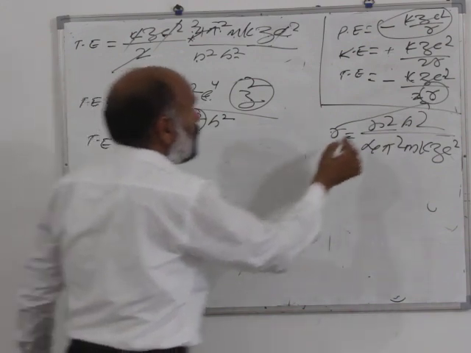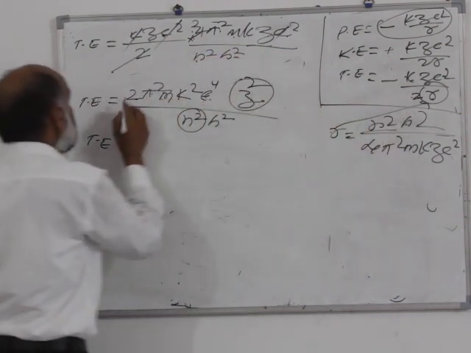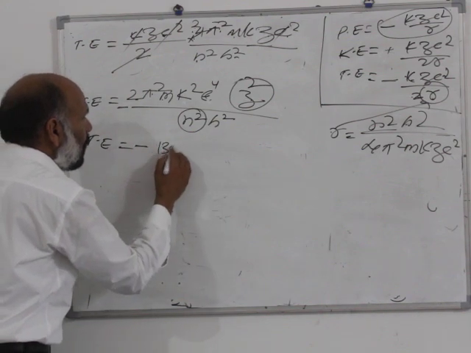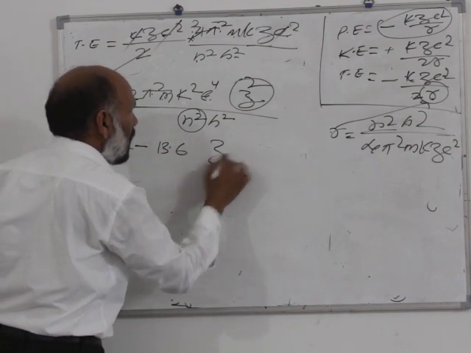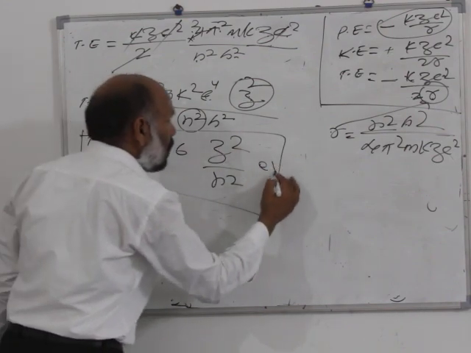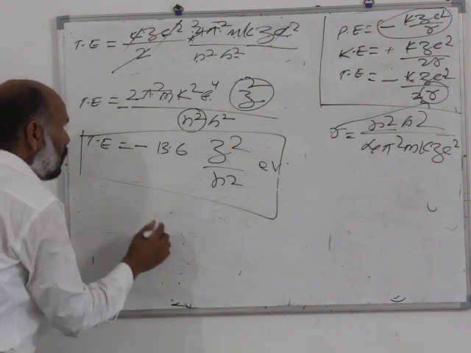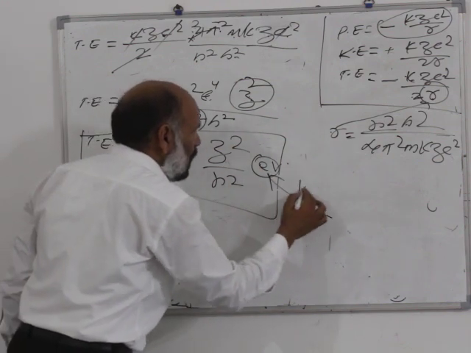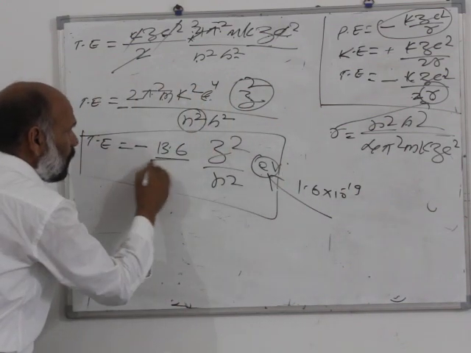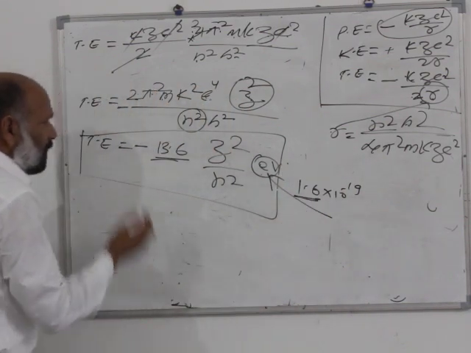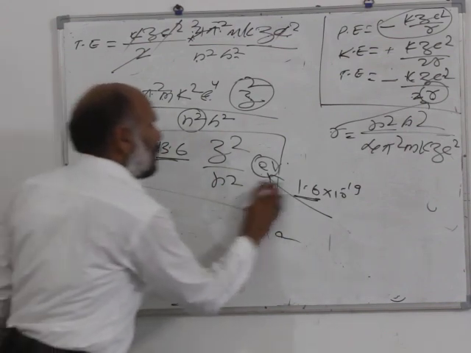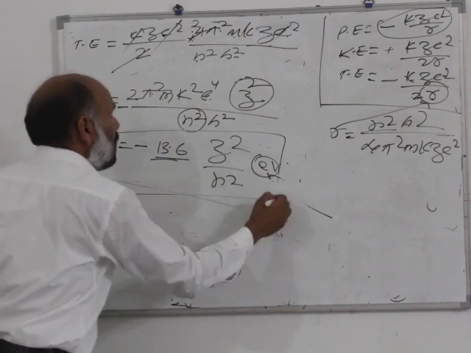Remember, this total energy is negative, so it must be negative: minus 13.6 into z square by n square electron volt. Now in joule, what you are going to do? 1.6 into 10 to the power minus 19. So multiply this 13.6 by 1.6. You will get the answer in joule per atom. But this expression is good.